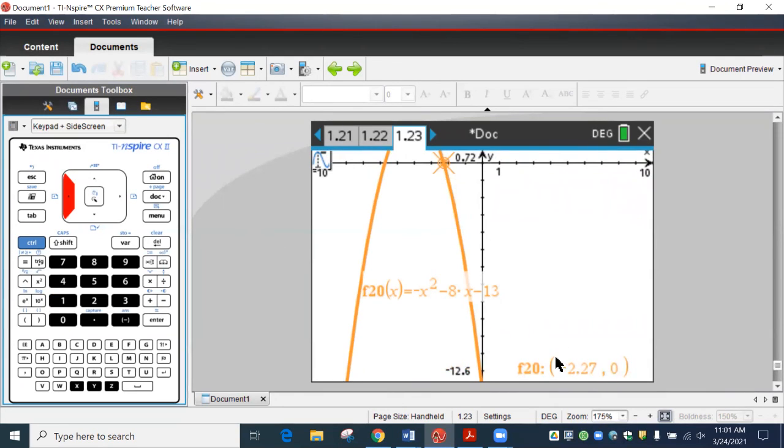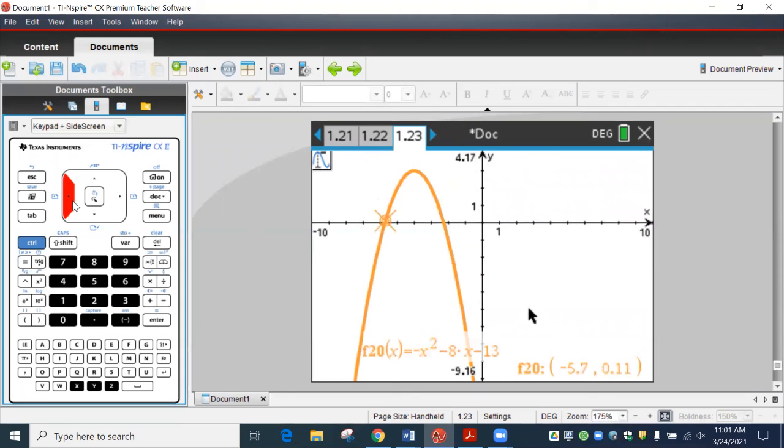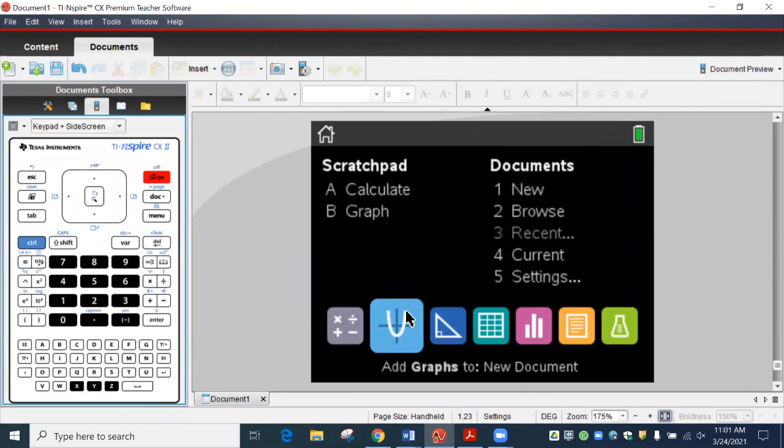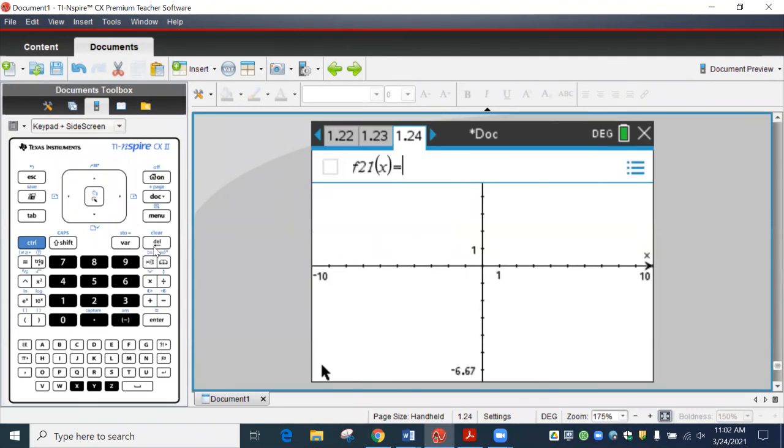So one of the x-intercepts is negative 2.27. So you can mark off D. And then the other one is negative 5.73. So it looks like the answer has got to be A. So really easy. It's just you've got to be able to type it into the calculator and know what you're looking for.